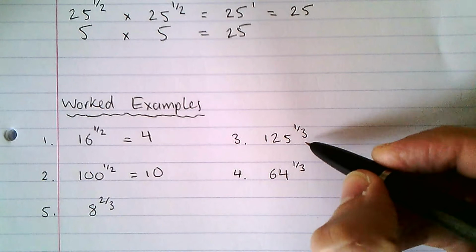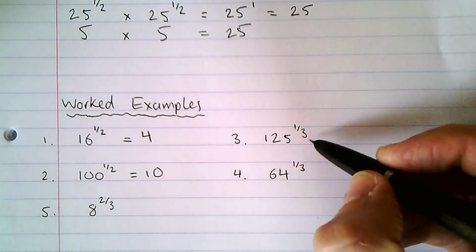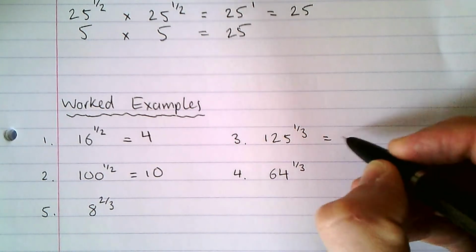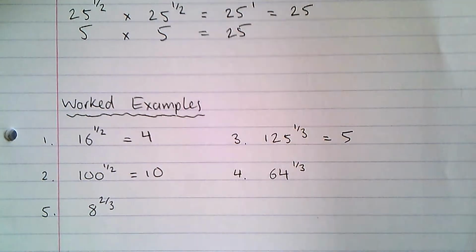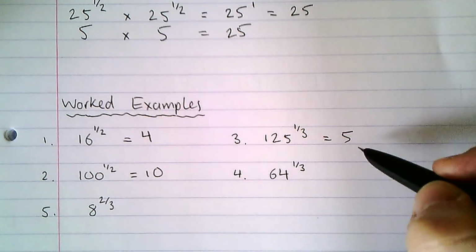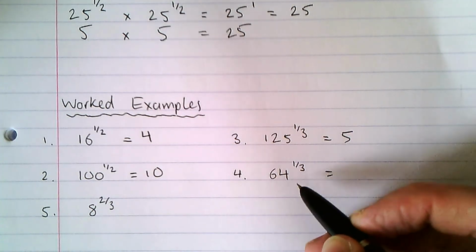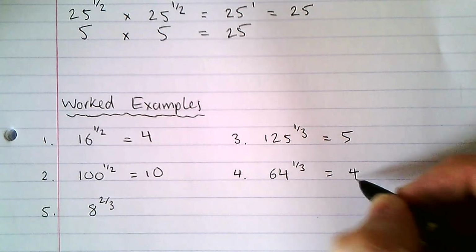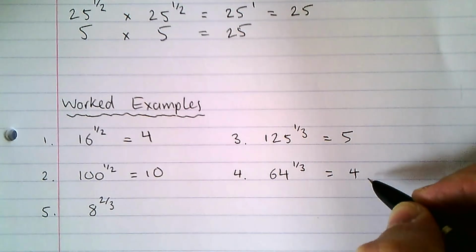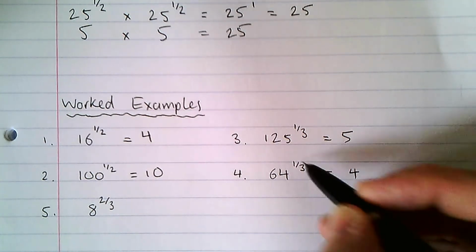Here, power of a third, this is cube rooting. So what is the cube root of 125? If you know your cube numbers, which you should, then you get 5. 5 times 5 is 25. Times 5 again is 125. The cube root of 64, so that's going to be 4. 4 times 4 is 16. Times 4 again will give me 64. Power of a third here with cube rooting.